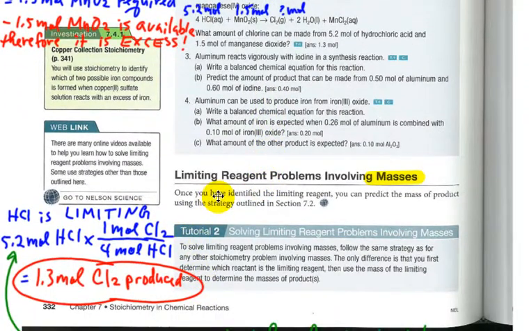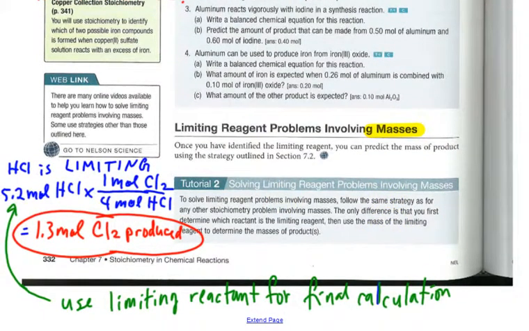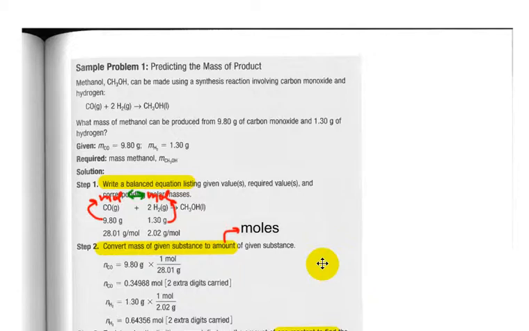Okay, part 2 here just has an extra step, limiting reagent problems involving masses. So instead of starting off with moles and moles, what happens if we're starting off by knowing the masses of each? Really, it's not anything different, it just involves one more extra step.